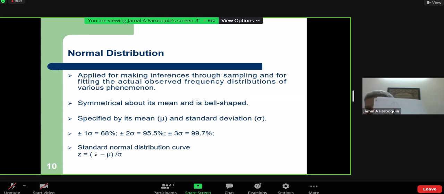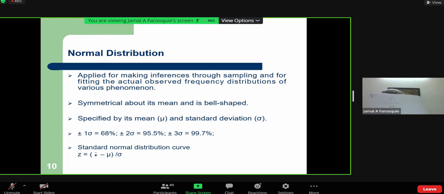Now, if you change either of the two specifications, either the mean or the standard deviation, or both, the shape will be different, or you can say the distribution will change. Therefore, we can have an almost infinite number of distributions for the same phenomenon.